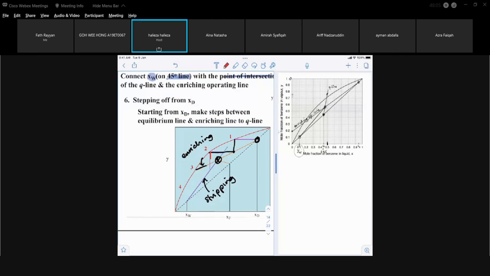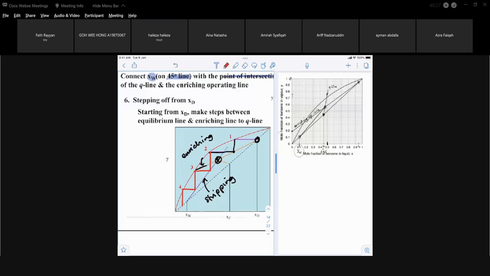You do not stop here on your enriching line. Once you have passed the intersection of the operating lines, you do not stop on the enriching line. You proceed to go to the stripping line. And then you continue the rest of the stages on the stripping line.